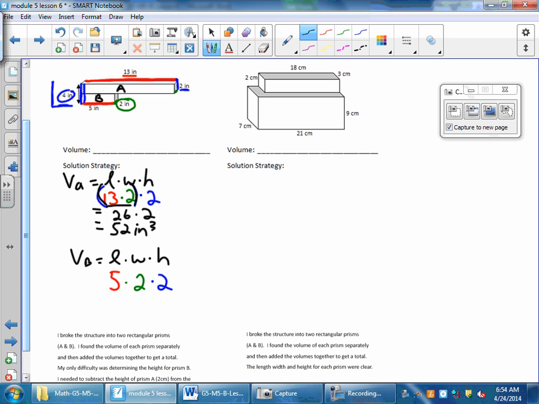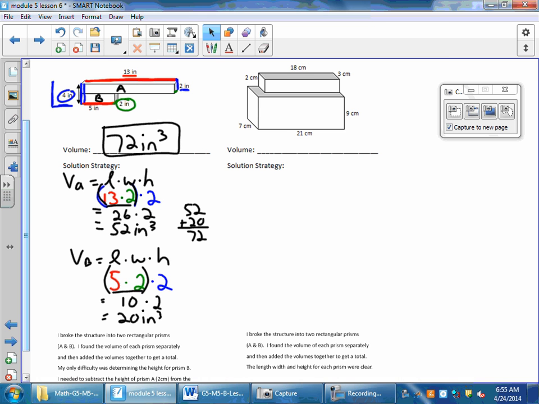The volume of structure B, length times width, my base area would be 10 times 2, is 20 inches cubed. Now I have to put together the volume of A and the volume of B to get the total volume. 52 plus 20 is 72 inches cubed. Final answer.